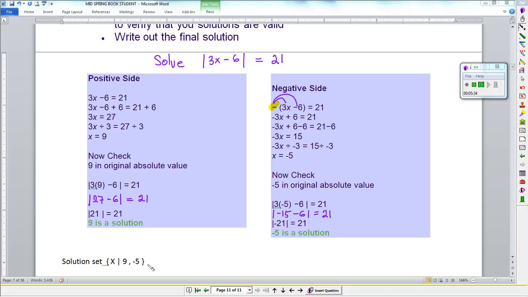So step 4, which is the last step, we need to write out the final solution. We're using set-builder notation. So we say the solution set is a collection of all the x, where this bar means such that, x is 9 and x is negative 5. So this will be the conclusion for this video. Make sure that you write down your summary for us.